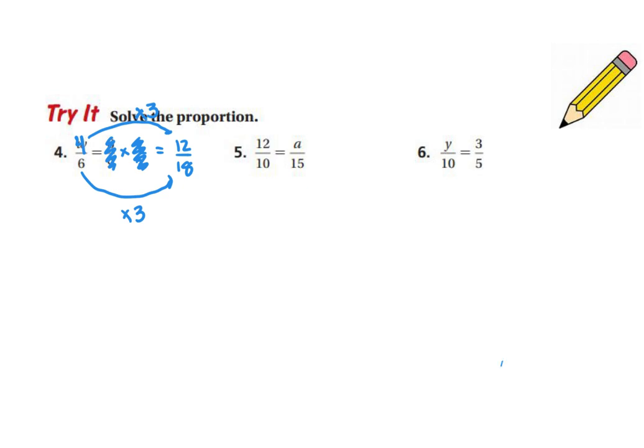Similarly, in question number 5, I could multiply by 3 and get 30, and multiply 12 times 3 to get 36. And now that I have that, now I can see that 15 times 2 is 30. So what number times 2 gives me 36? That would be 18. And question number 6 is a little easier.